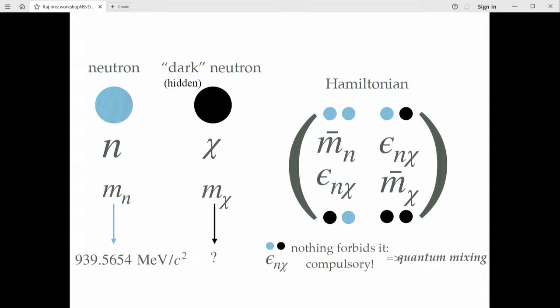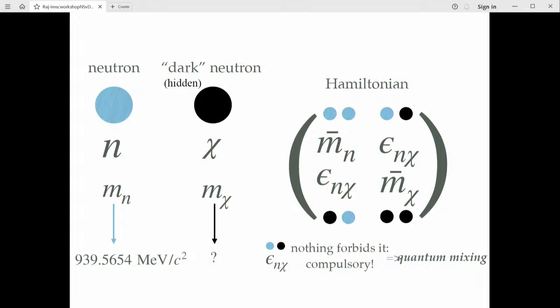I call it a dark neutron, some people call it hidden neutron, sometimes it's called mirror neutron and so on. The difference between this new neutron and the old neutron we know and love is that whereas the standard neutron, we really know what its mass is up to 4 decimal places, we don't really know the mass of the dark neutron.